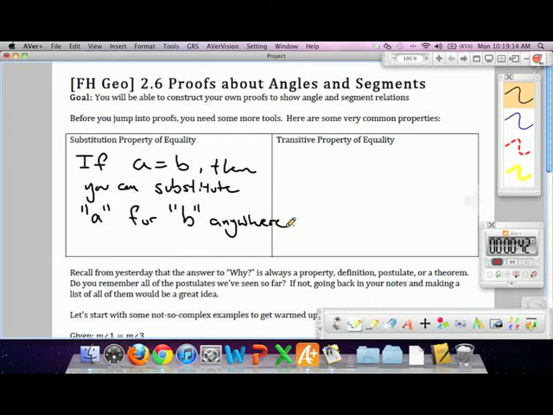Similarly, the transitive property of equality is very close to what we can think of as our syllogism. It's the same darn idea. It says that if A equals B and B equals C, then this implies, and here's the symbol for implies, it's supposed to be a big arrow, it looks like an equal sign and the greater than.